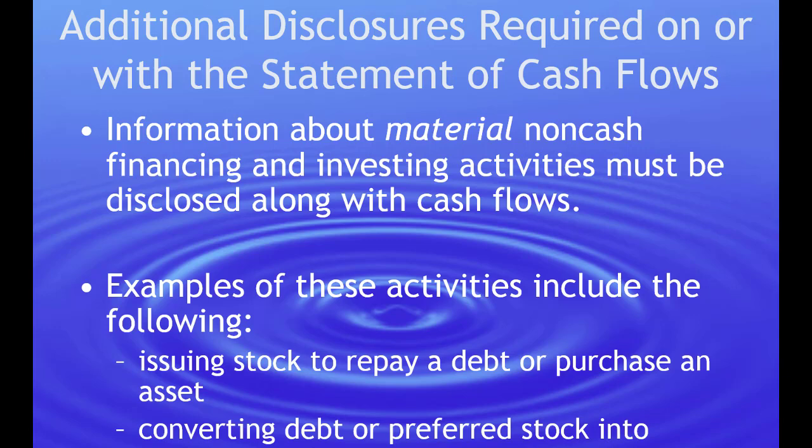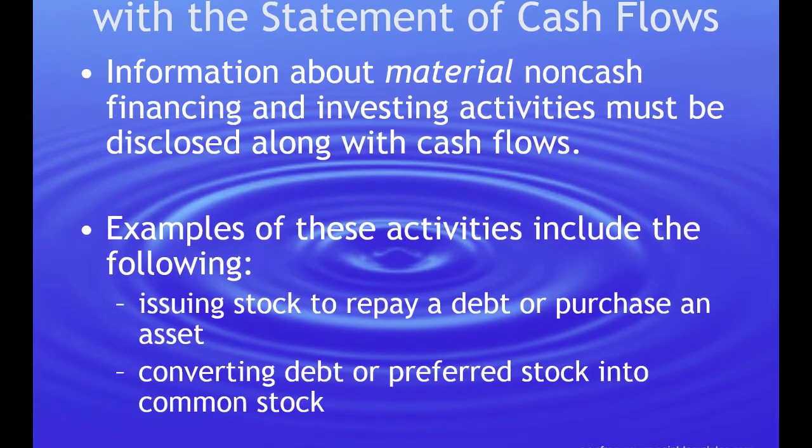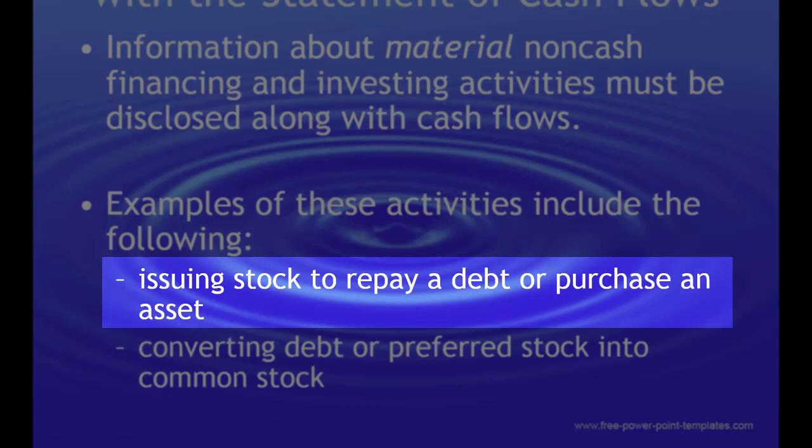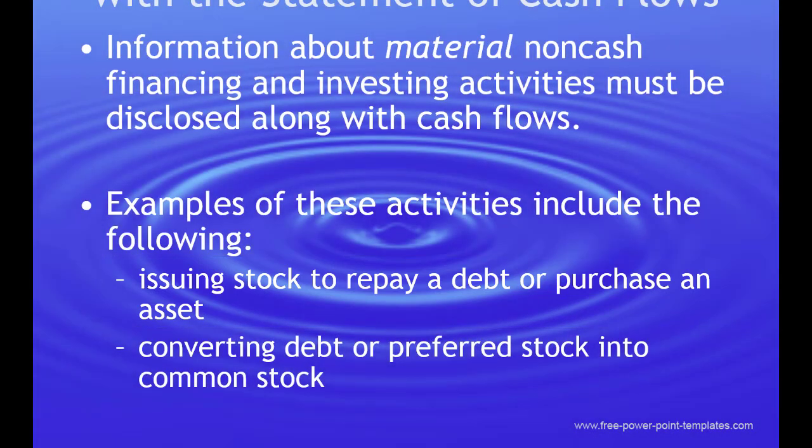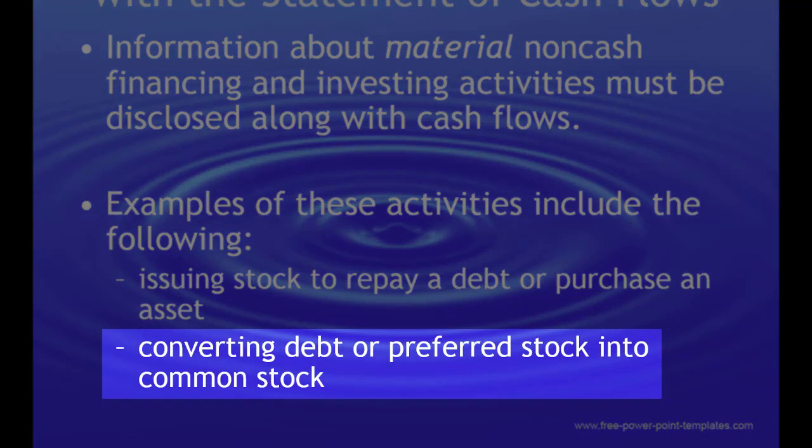Now, we're not talking about everything. We're just talking about the big ones. So if I issue stock to repay a debt, or if I issue stock to purchase an asset, those are big transactions. I've changed my business by issuing the stock instead of using cash to meet my obligations. So FASB makes us put it in there. Another good example of this, when our investors bring in preferred stock or bonds and convert them to common stock, again, it changes my business. So FASB makes us put that information into our statement of cash flows.